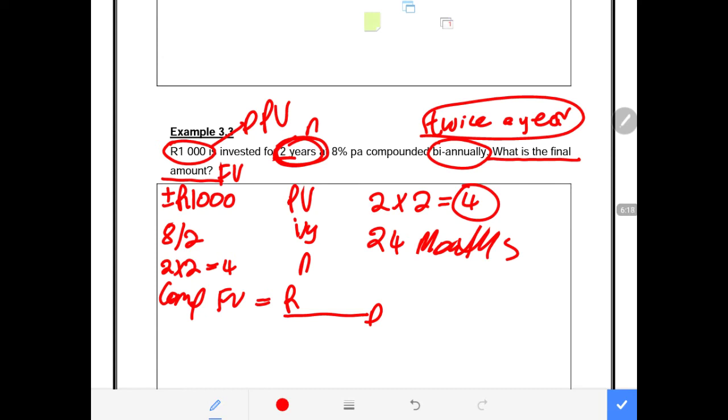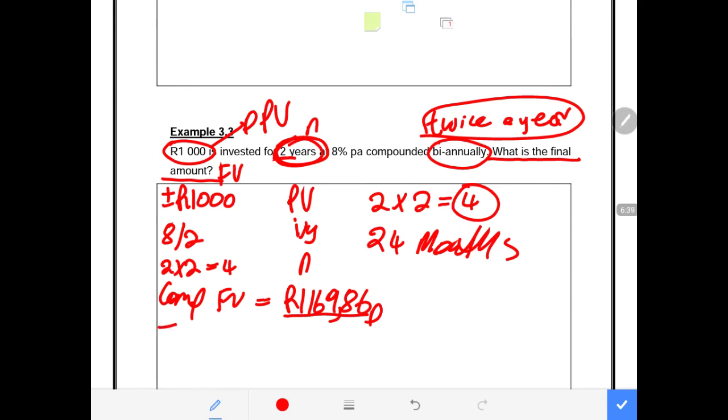Then you say compute future value. Future value is 1,169 rand 86 cents. So now this is the value of this investment at the end of 2 years, or at the end of 4 6-monthly compounds.